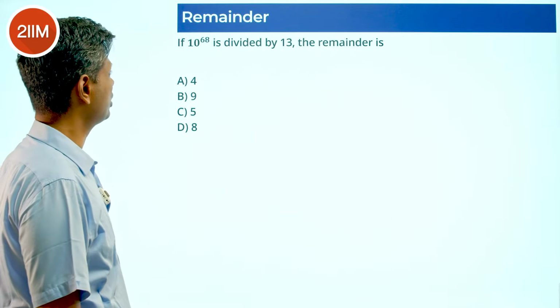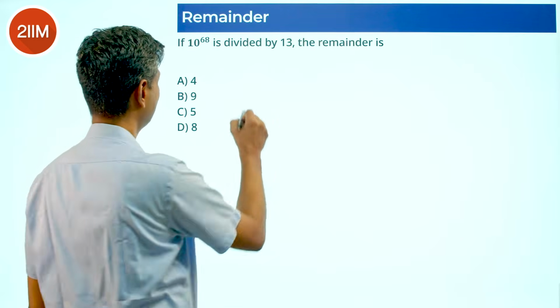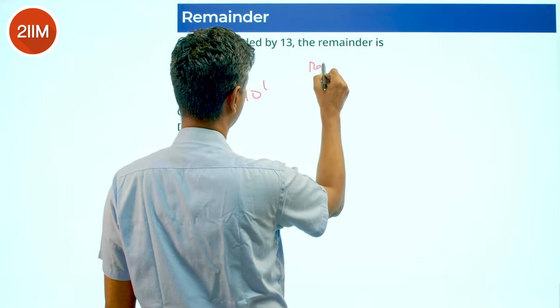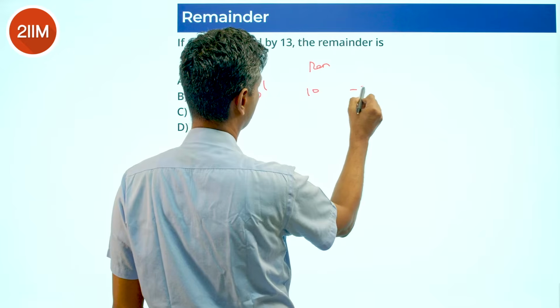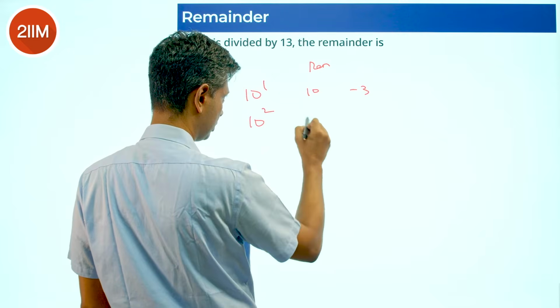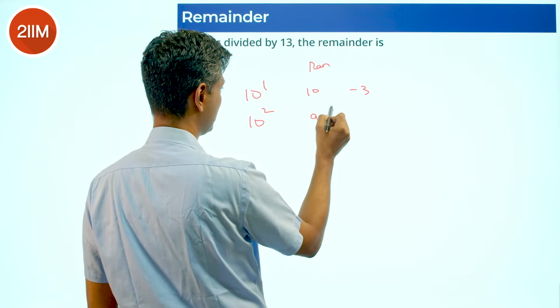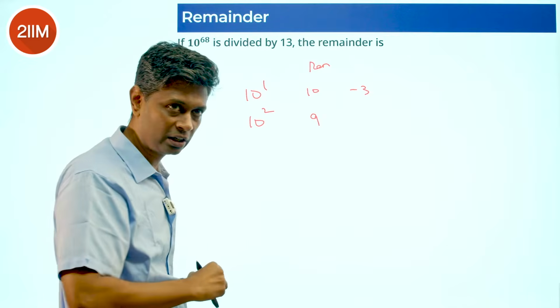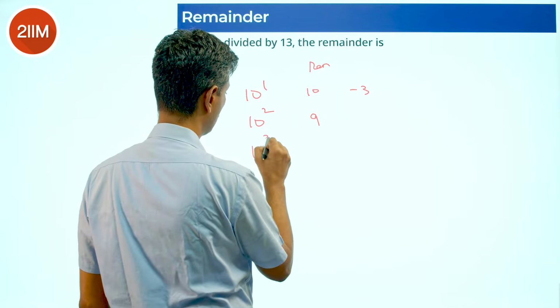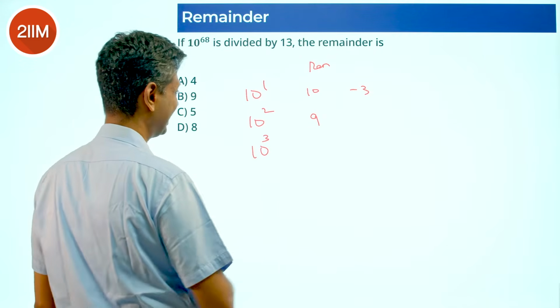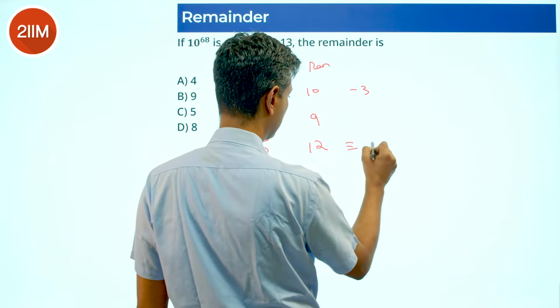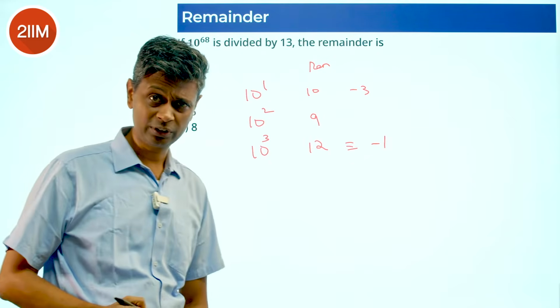10 power 68 is divided by 13. The remainder for 10 power 1 is 10, or minus 3. 10 square: remainder is 9, minus 3 square, or 10 into 10, 100. 100 gives 9. 10 cube: 9 into 10 is 90. Remainder is 12, which is minus 1. 91 is a multiple of 13.